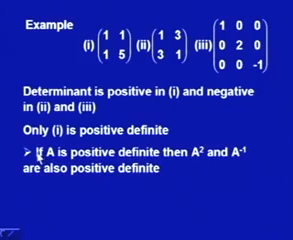Further, if A is a positive definite matrix, then A square is also positive definite. I leave this as an exercise for the viewer to prove. Further, A inverse is also positive definite if A is positive definite. So these are two exercises the user can try easily.